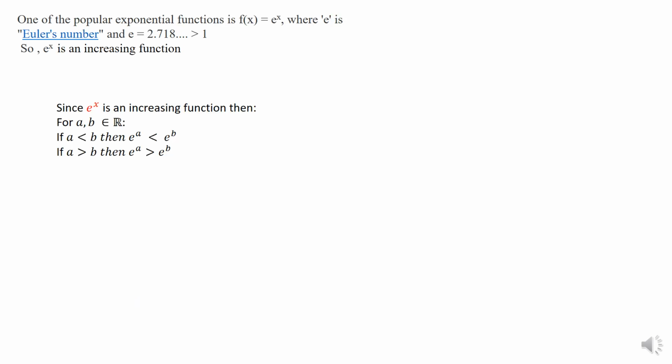Now, one of the popular exponential functions is f(x) = e^x. What is e? e is Euler's number. It is about 2.718 and so on, which is greater than 1. So you can deduce that e^x is an increasing function. As a result, for a, b in R, if a is less than b, then e^a is less than e^b. The order doesn't change. If a is greater than b, e^a is greater than e^b. The order doesn't change since the function is increasing.